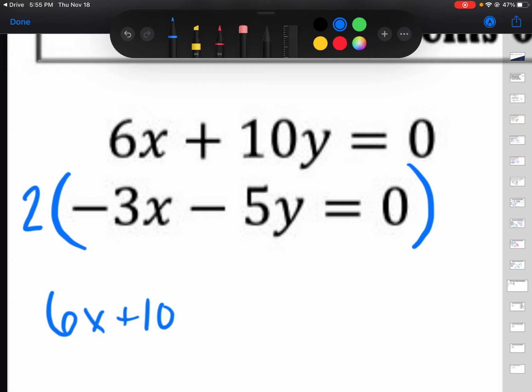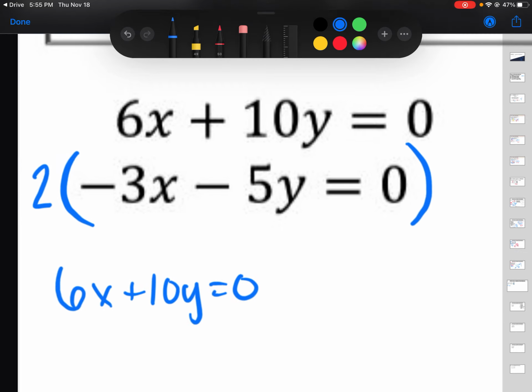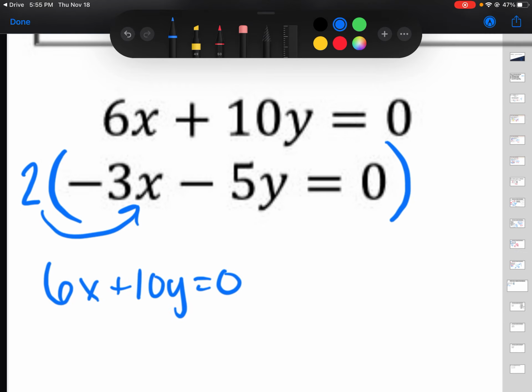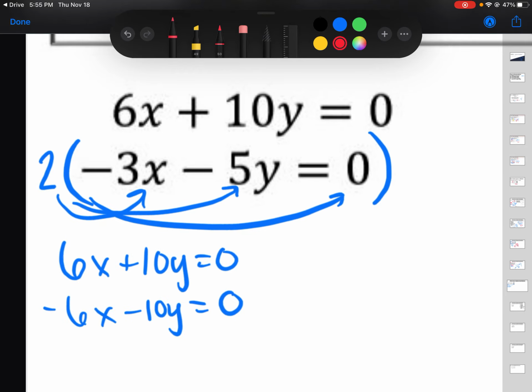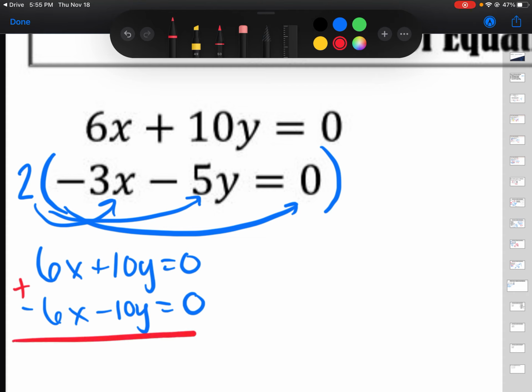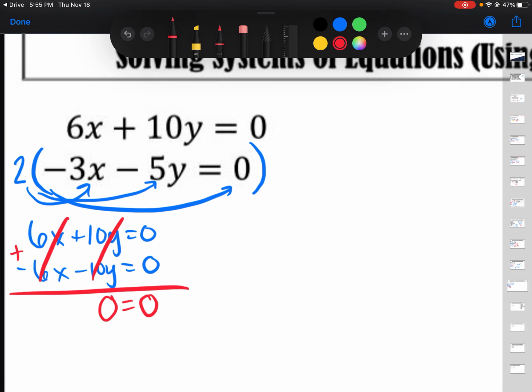6x plus 10y equals 0. Bottom equation, 2 times negative 3x is negative 6x. 2 times negative 5y is negative 10y. And 2 times 0 is 0. Add them up. 6x plus negative 6x is 0. Cancel. 10y plus negative 10y is 0. Cancel. So 0 equals 0 plus 0 is 0. Well, that's a true statement.